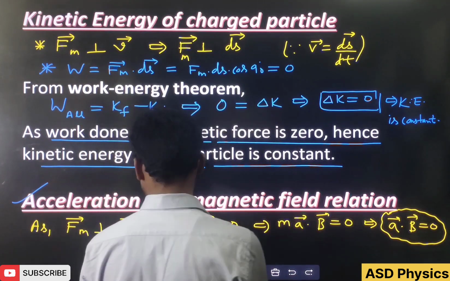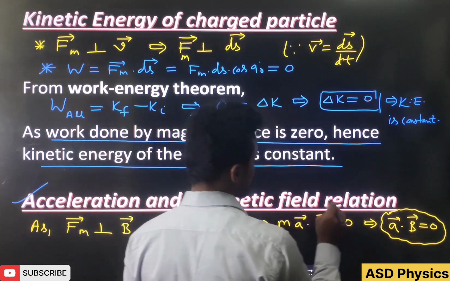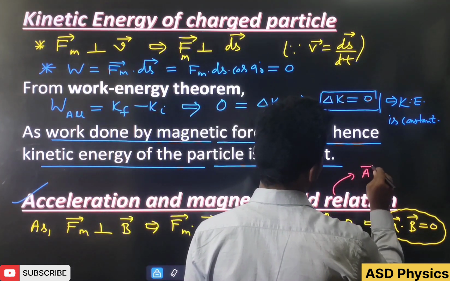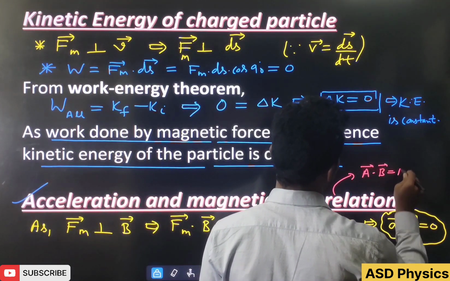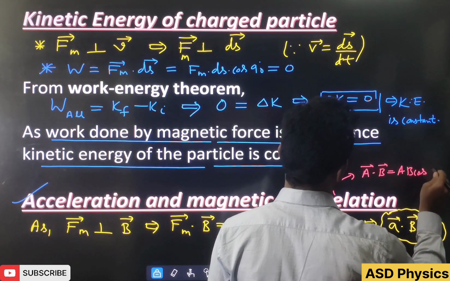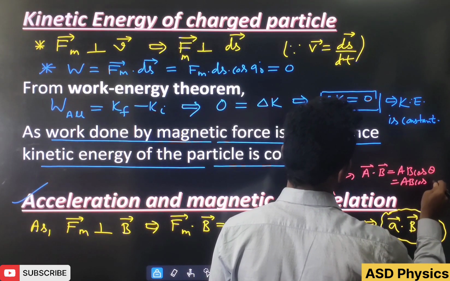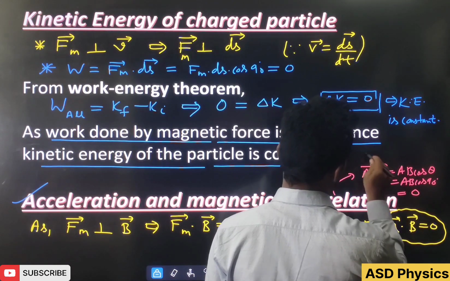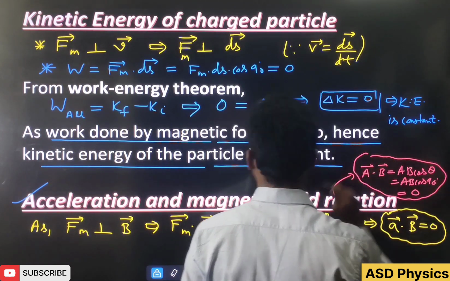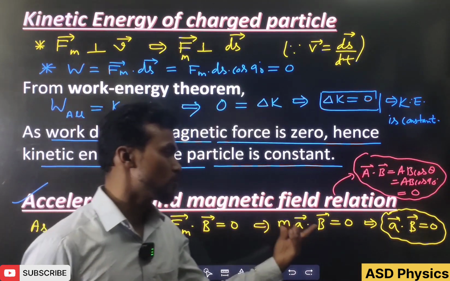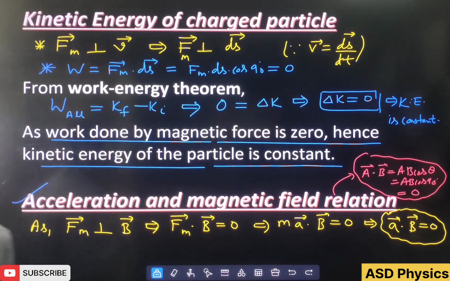And what I have told you, these are just general formulas. In 11th we have learned vector A dot vector B means AB cos theta. If vectors are perpendicular, then this becomes AB cos 90, and it will become 0. This basic I have just told you. So as they are perpendicular, that's why their dot product is 0. Can you see here?